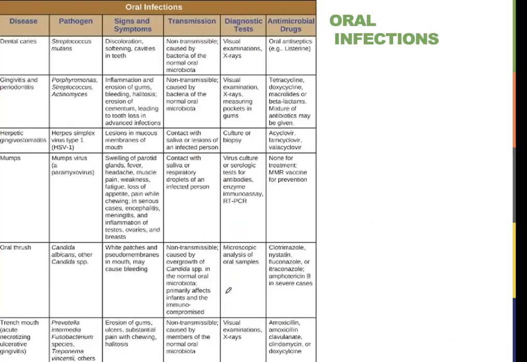Okay, so this is a wrap up of our oral infections. We talked about Streptococcus mutans, and we talked about Lactobacillus, right? So we need to put Lactobacillus there too. Herpetic gingivostomatitis and mumps and thrush. And we did not talk about trench mouth. That's just a very intense form of periodontitis, ulcerative gingivitis, so ulcers form. And that's going to wrap up our first part.